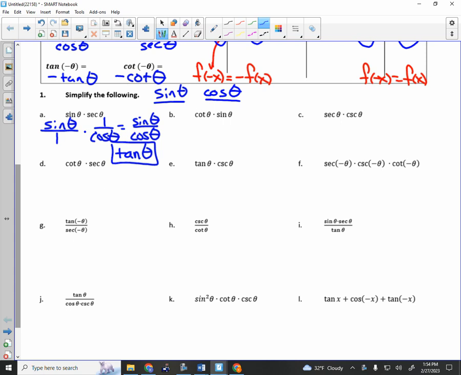Kind of weird, huh? You're used to taking, like, say, 3 times 4 is 12. Now you're taking sine times secant as tangent. But it works out. The next one, how would I rewrite cotangent? I'm going to write in terms of sine and cosine, not tangent. Cosine of theta over sine of theta times sine of theta over 1. What are you left with? Cosine of theta.